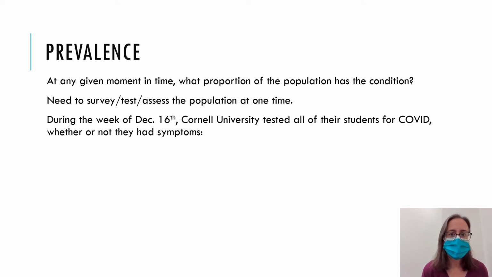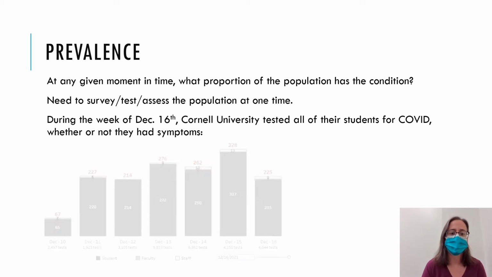Cornell University, during the week that ended in December 16th, tested every single one of their students for COVID, whether or not they had symptoms, right? So they went out and did surveillance testing. They tested all of their students within this 1 week period of time. So we'll think of that as one slice in time.